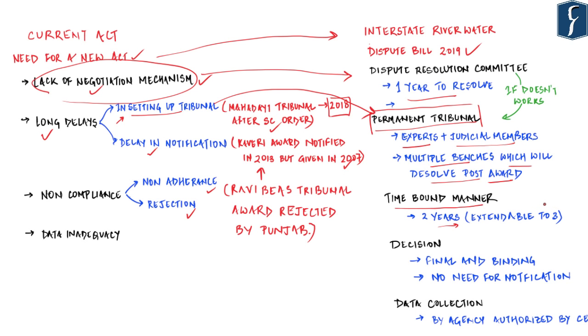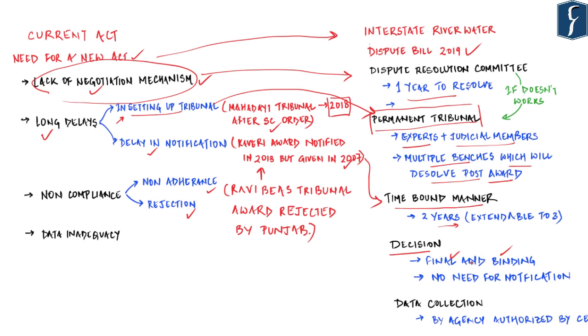So now it is a statutory obligation to provide an award within a period of 1 year. So these delays have been taken care of by this provision. Now as far as the delays in notification and the finality of the final award is concerned, the bill provides that the award given by the tribunal shall be final and binding, and there cannot be any escape from that.